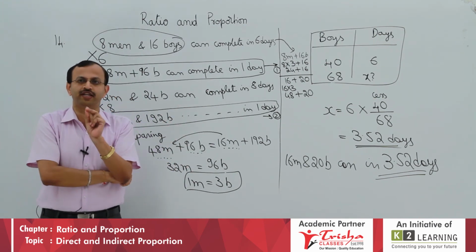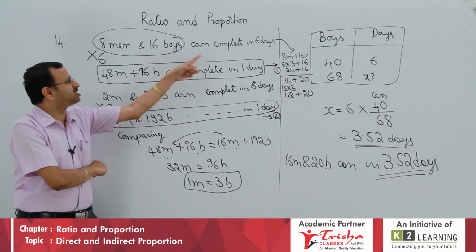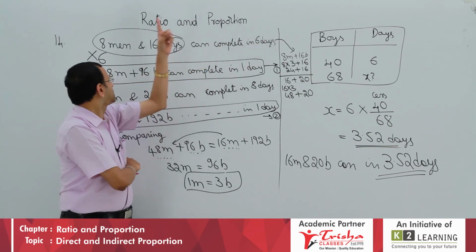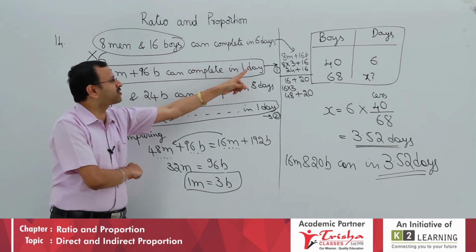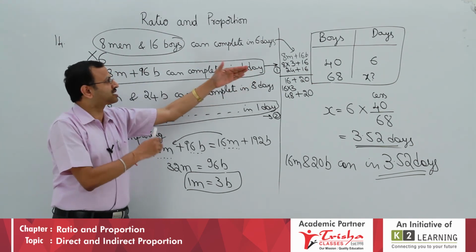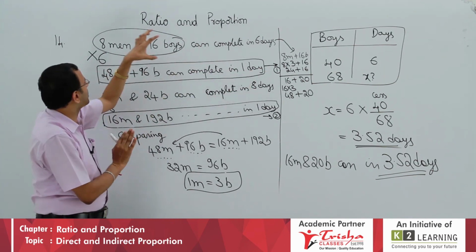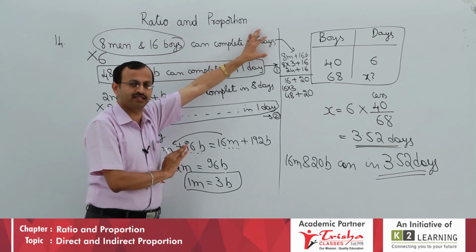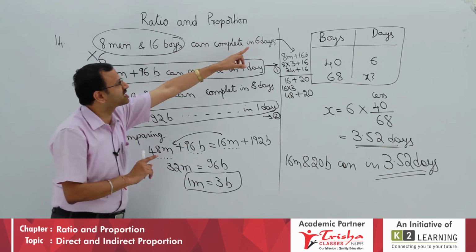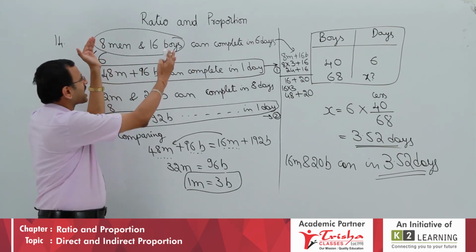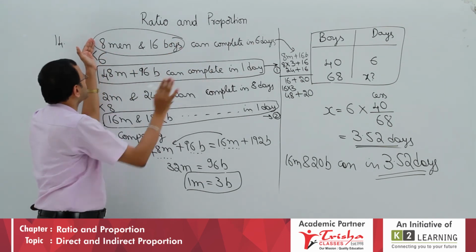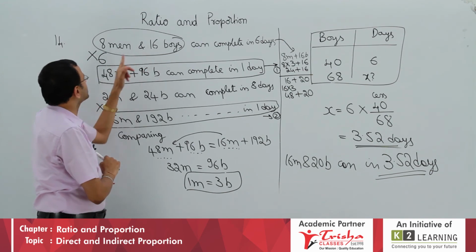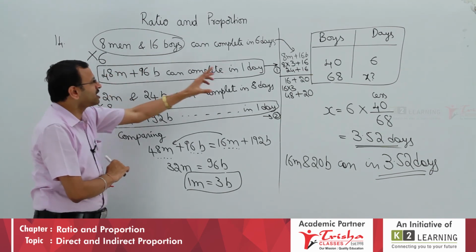Conclusion, 2 things we need to know. Men and boys in so many days, 6 days. So multiply by 6, it will convert into 1 day. I will go again slowly, if you can observe. 8 men and 16 boys complete in 6 days. Now 6 days is there, no? Multiply the persons by 6 times, and it will complete in 1 day. 8 sixes are 48, 16 sixes are 96 boys in 1 day.